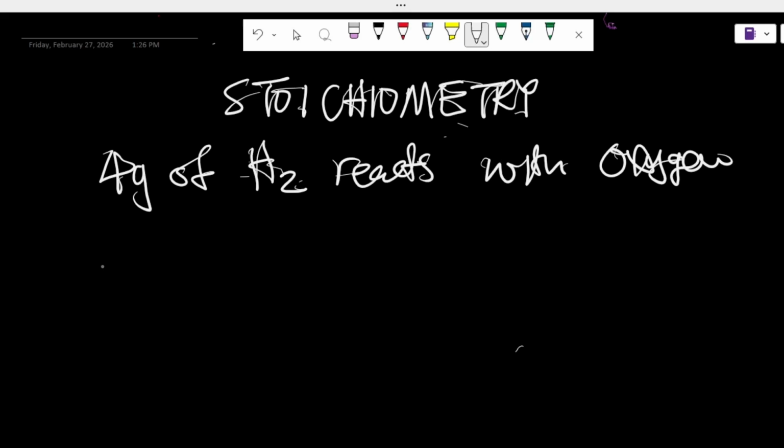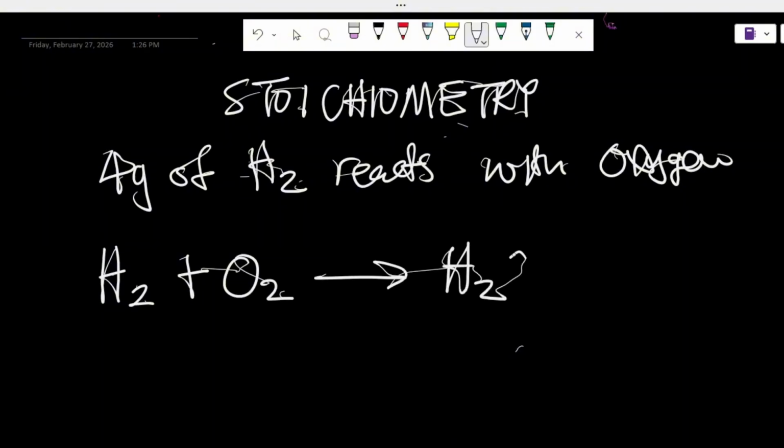Here, hydrogen is reacting with oxygen to produce water. So this is an equation, but make sure that it is balanced. So you can put a 2 here and a 2 there, and the equation is balanced. Next, since you have the mass of hydrogen like this, you can actually find the number of moles of hydrogen. So how do you find the number of moles of hydrogen?